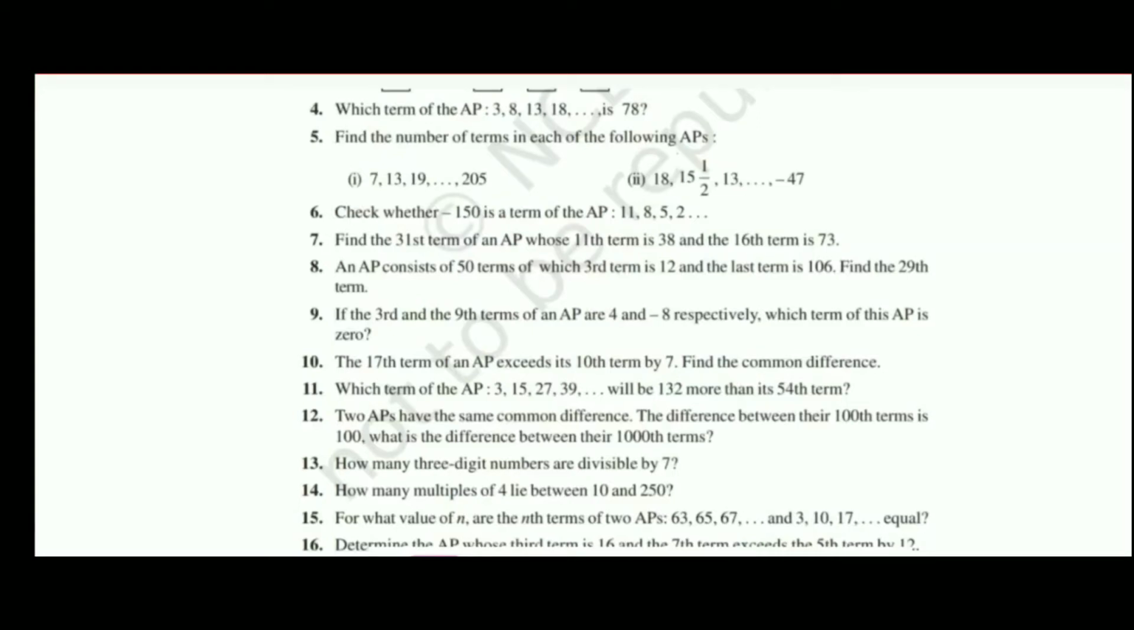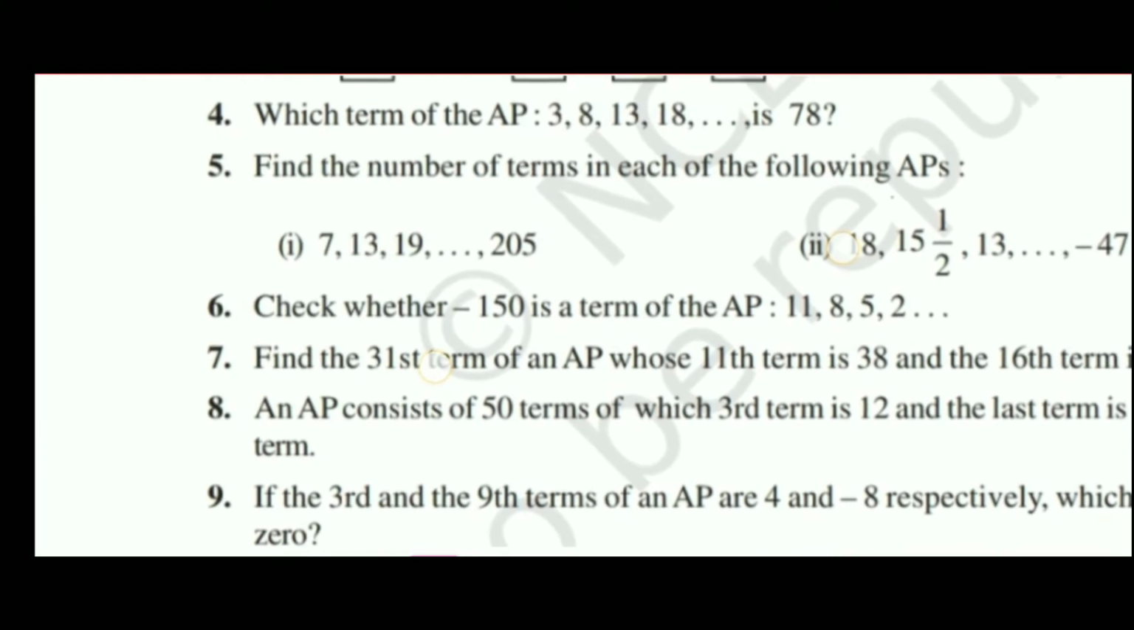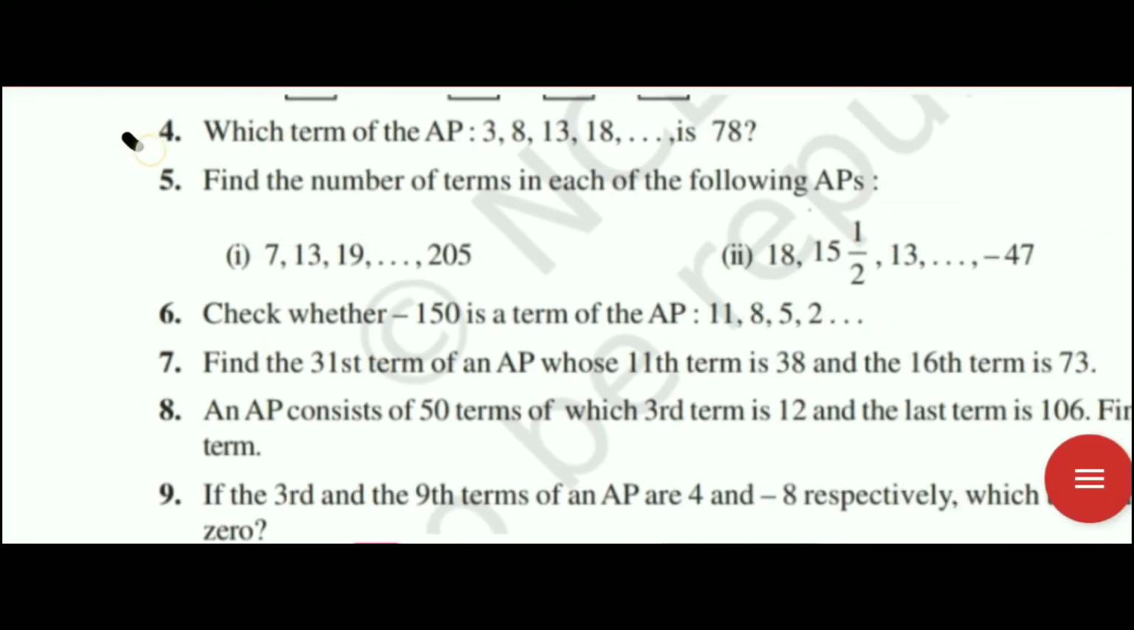Okay, so in our last class we completed up to the third question of exercise 5.2. In today's class we'll be starting with the fourth question. Read the fourth one: which term of the AP 3, 8, 13, 18 is 78? We need to find which term of the AP is 78.